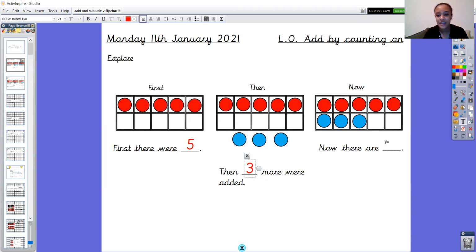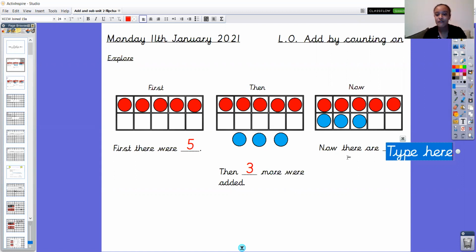Now there are something. Now we could count how many there are all together, but what we're going to do today is add by counting on, which I know you can all do. And when we count on, we don't count all of the objects that we've got. We put the first number that we know into our heads and we count on from there. I know you're all brilliant at that. So the first ones that we knew about were these red ones, and we knew there were 5. So instead of counting all the counters, we're just going to put the 5 in our head and count on from 5. So can everybody show me 5 and pop it in your head?